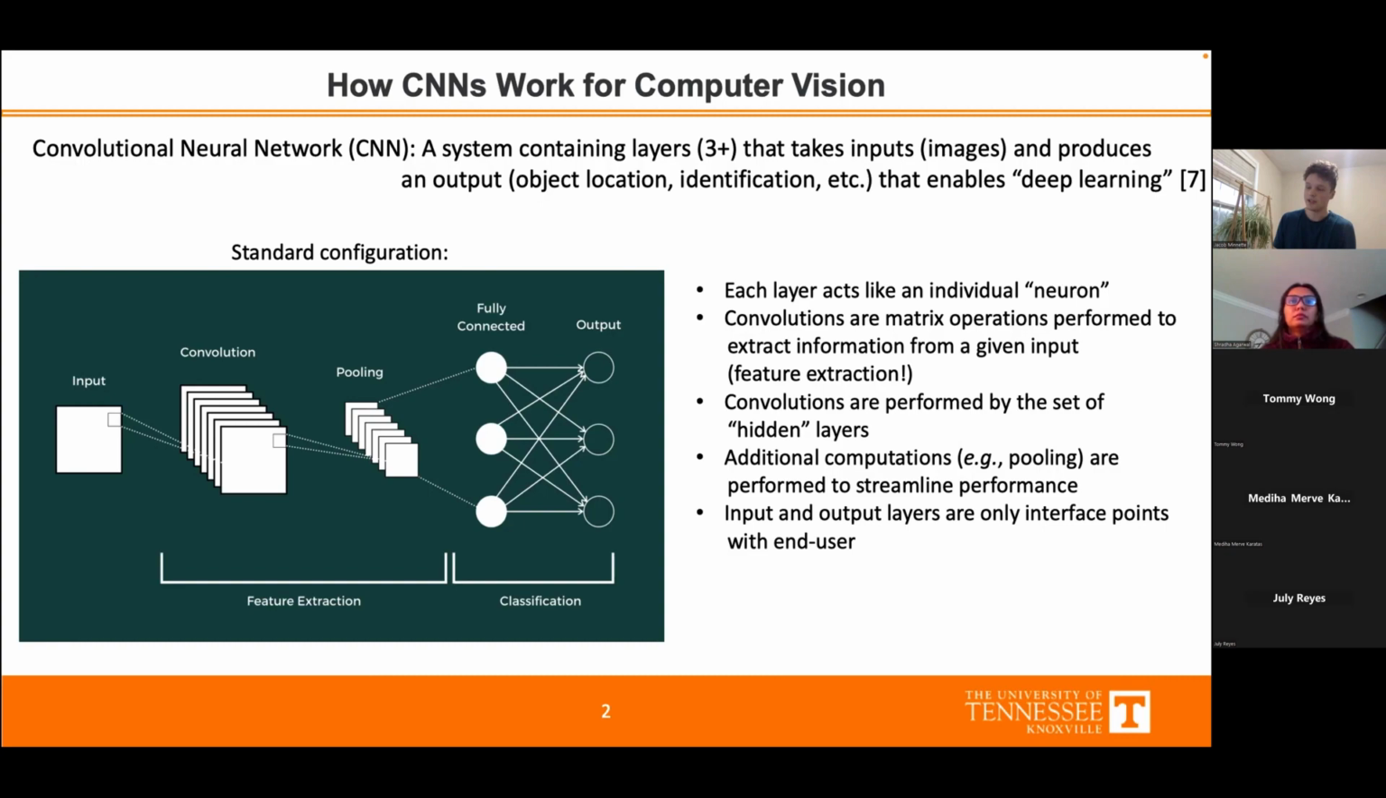And so the convolution layer, as well as any sort of pooling layers and your end-stage fully connected layers, if they are present within your algorithm, are all put together within what is called your hidden layers. So the only real interface points for the end user, of course, would be the input as well as the output.